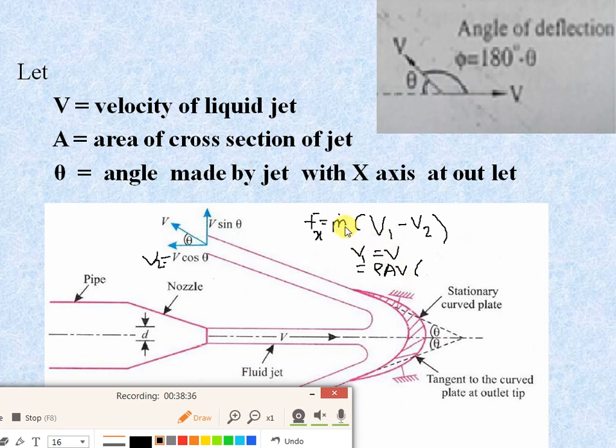This m dot quantity means what? The rate of water striking on a blade. In this case, the water comes from a nozzle. It will be 100% striking on a curved plate.